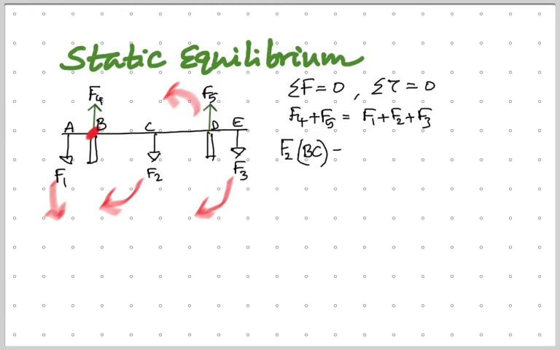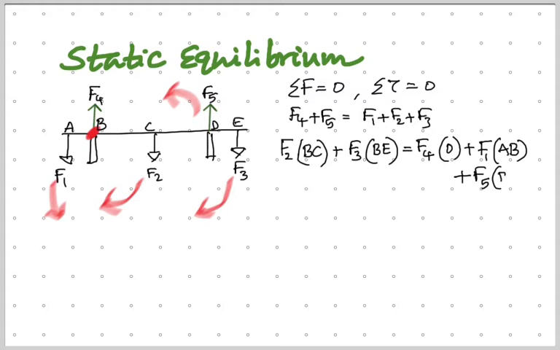F2 times BC plus F3 times BE should be equal to F4 times 0. I don't know why I wrote that, just to show that it's 0. F1 times AB plus F5 times BD. Done.